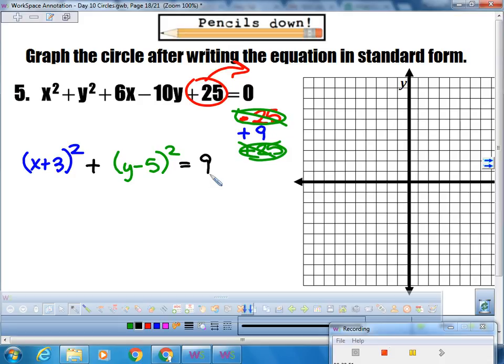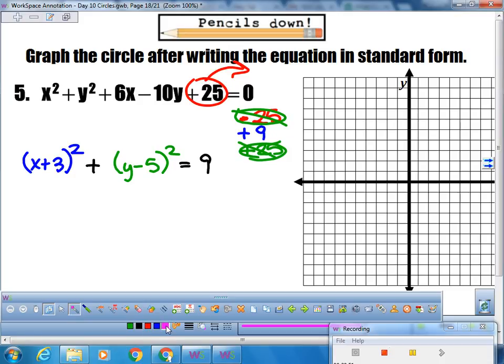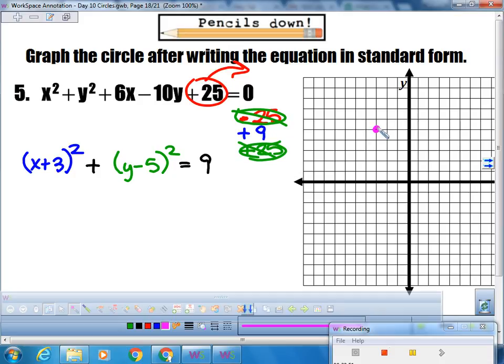Let's talk about that for a second. So x plus 3 squared plus y minus 5 squared looks like this. I don't know if I want to spoil it for you. So we're going over 3, up 5. 1, 2, 3, up 5. 1, 2, 3, 4, 5. My radius squared is 9, so the radius is 3. 1, 2, 3. I don't want to spoil it. But that's such a good question.